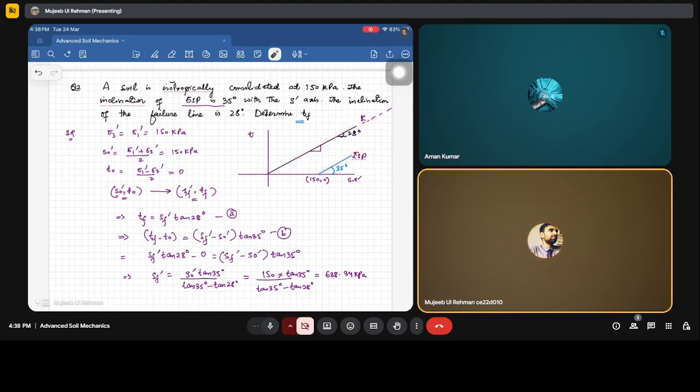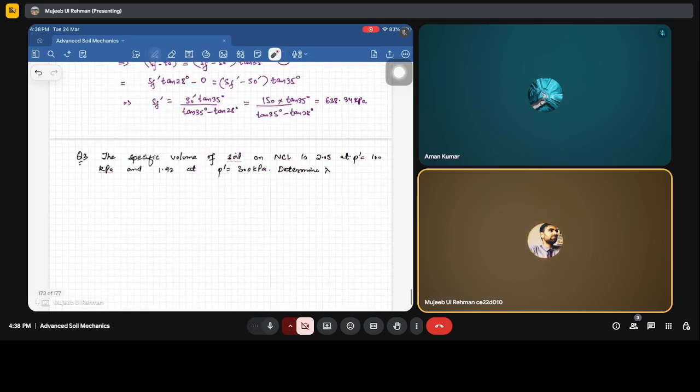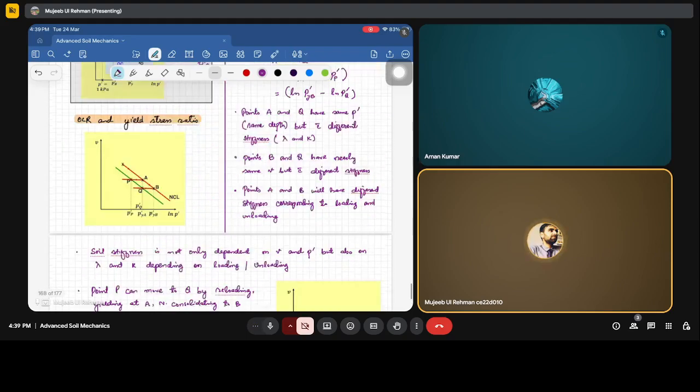Fine. Now another question is it's very easy. Specific volume of soil on NCL is 2.05 at P dash is equal to 100 kPa and 1.92 at P dash is equal to 300 kPa. Determine lambda. So we have that equation. We have V here and P here, P dash here. We have that equation. What is that? I have forgotten actually. It's somewhere here.